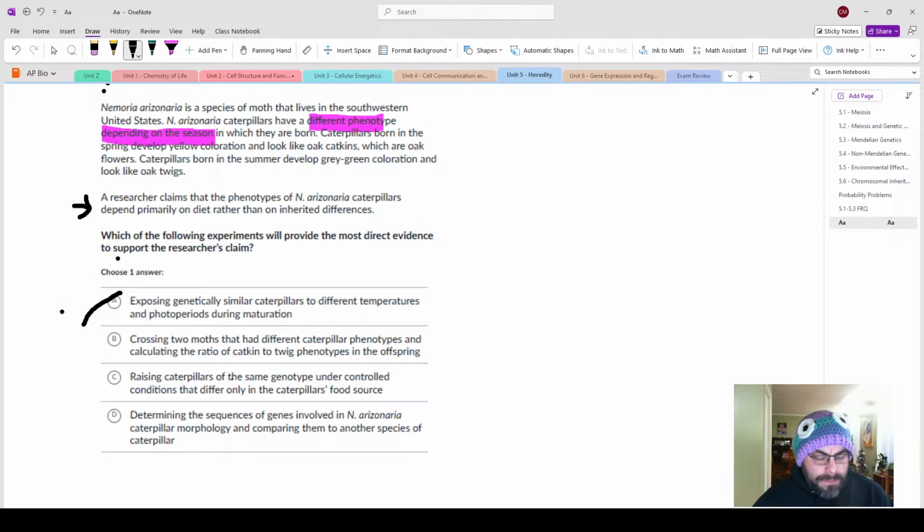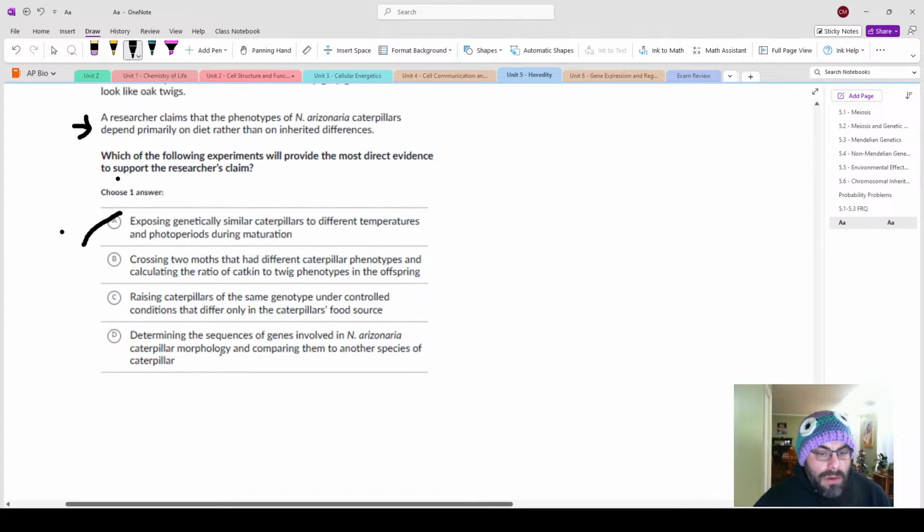Let's see. And raising caterpillars of the same genotype under controlled conditions that differ only in food. I like C because it is making food the variable, right? Determining sequence of genes involved, comparing them. So D is not good. B is the distractor. C is the correct answer.